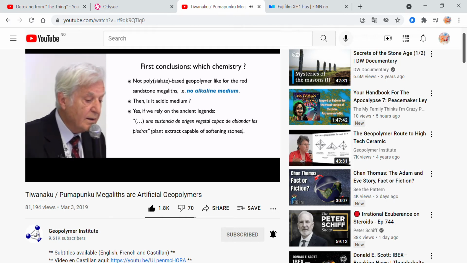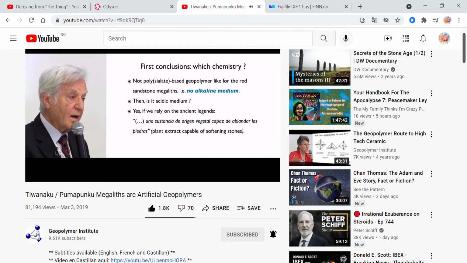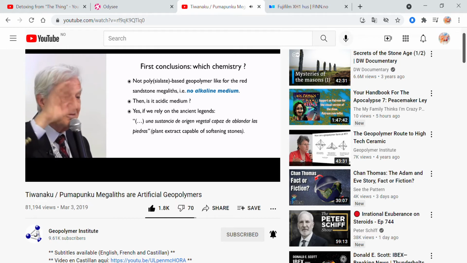Plant extract capable of softening stones. This is what the local South Americans are telling and reading. Crazy. So they can soften.